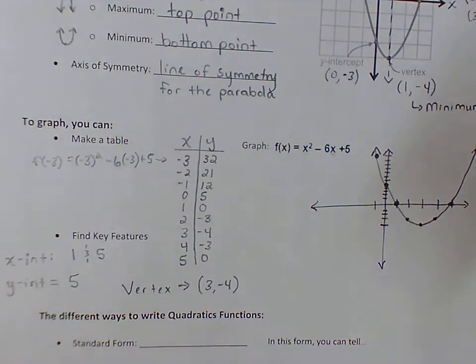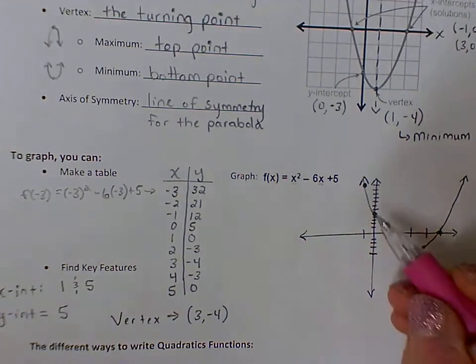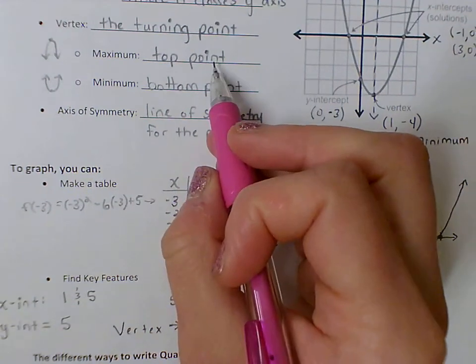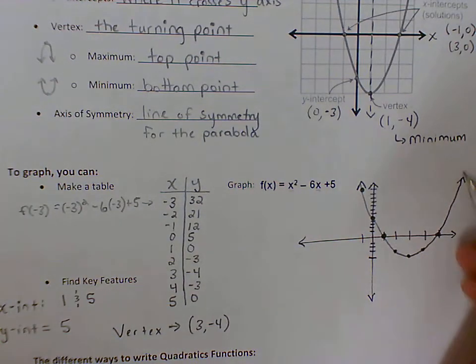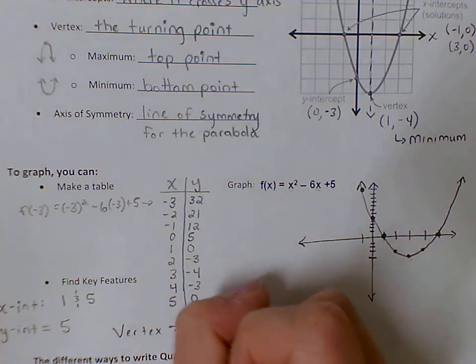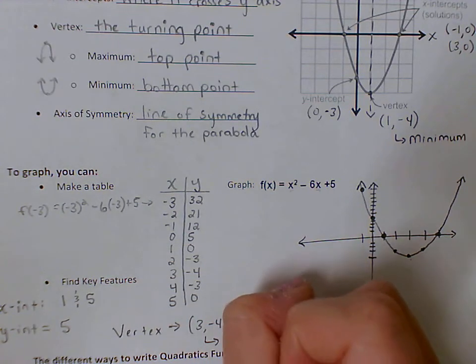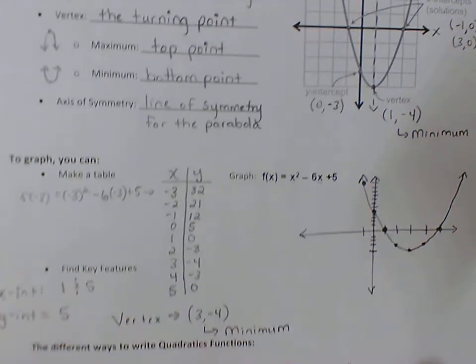And then they might ask you, is that a max or a min? So you're going to ask yourself, does my graph have a top point or a bottom point? If you look, it has a bottom point. So that would be called a minimum of your graph, a minimum, okay?